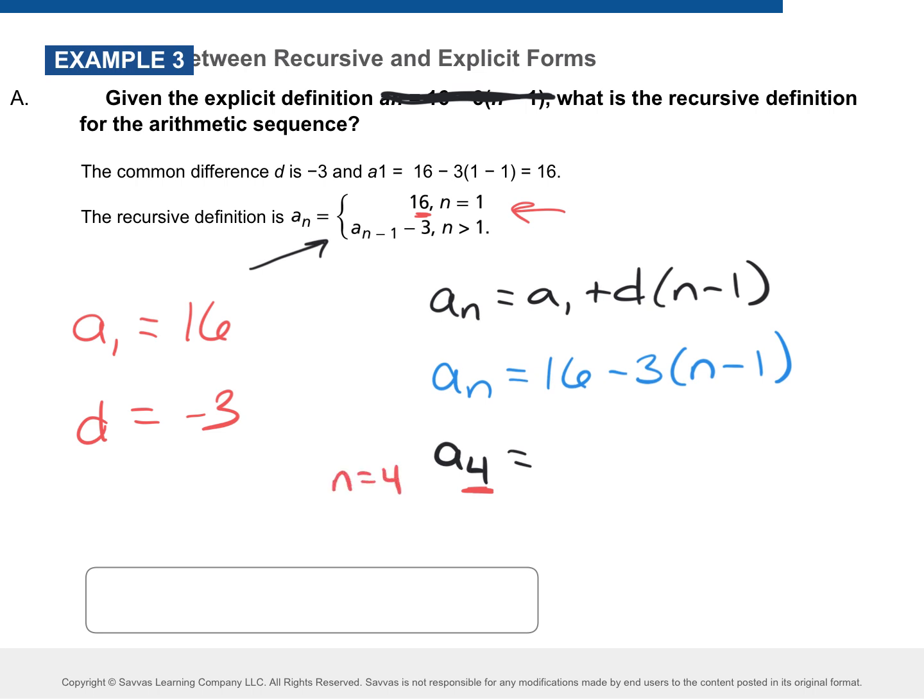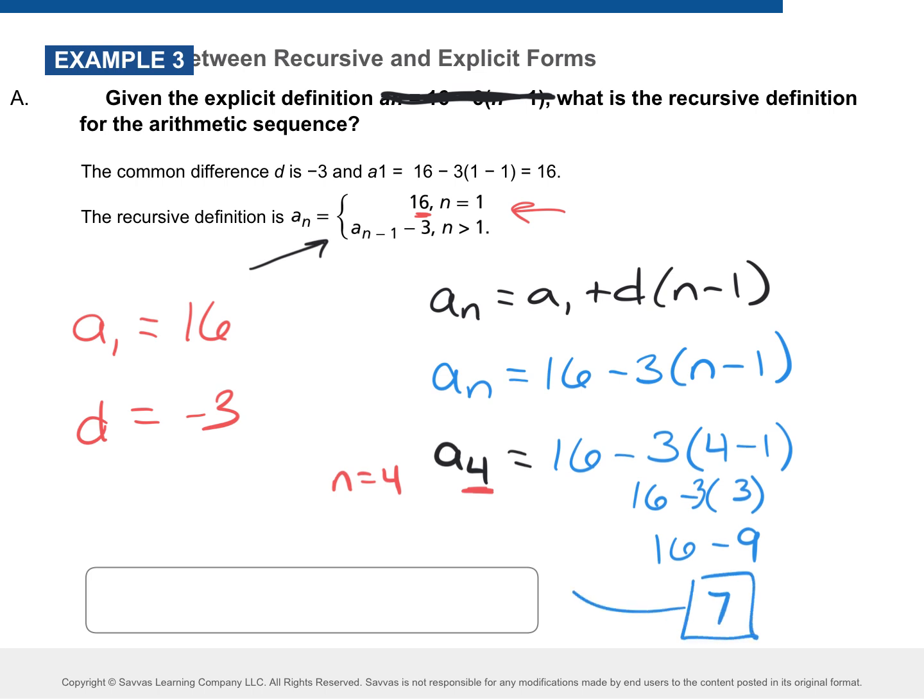So then we can use substitution to figure out what A4 is. So it'd be 4 minus 1. Yep, but we have to plug it into the whole formula. So we have 16 minus 3 times 4 minus 1. So then 4 minus 1 is 3. And then we still have times negative 3. Negative 9. Yep, so 16 minus 9 would give you 7. So that told me that the fourth term in the sequence is 7.